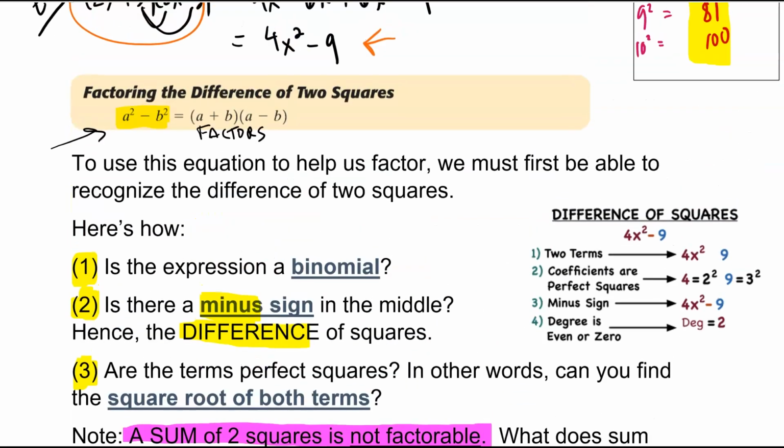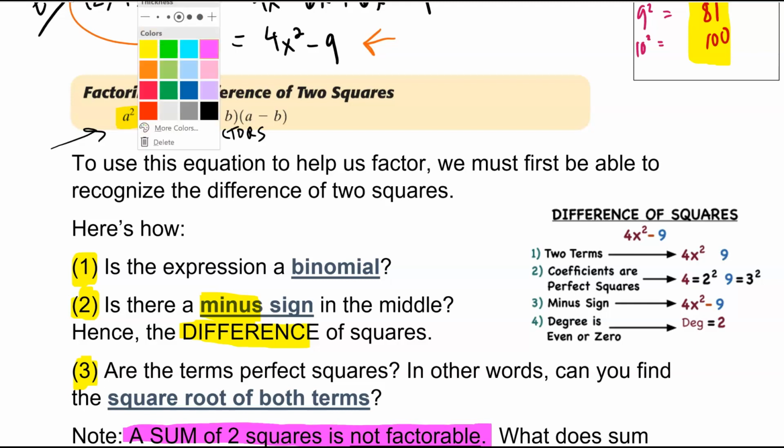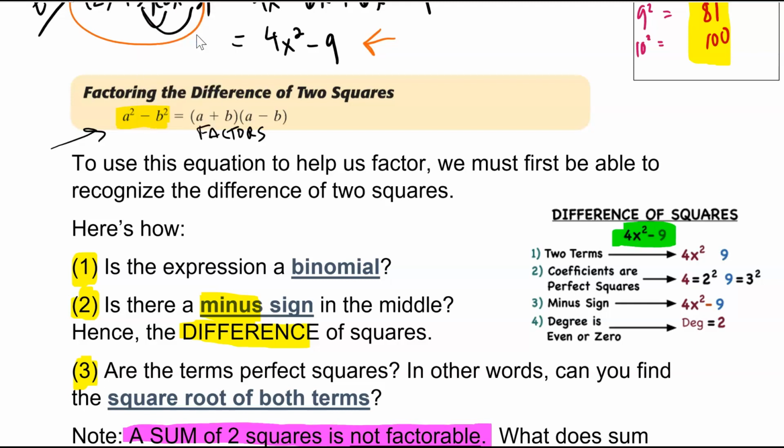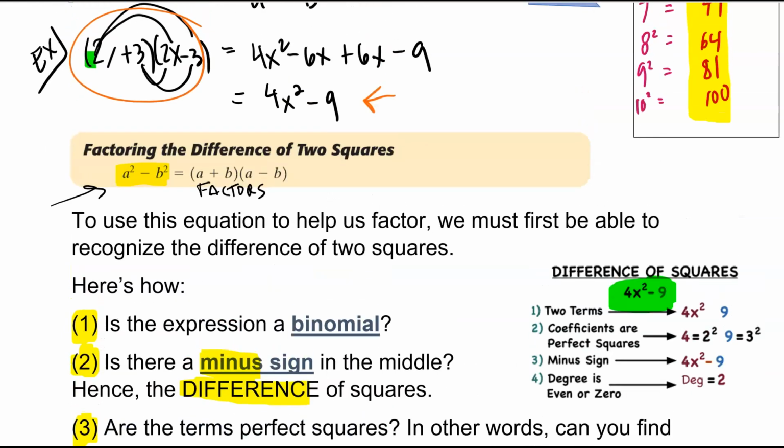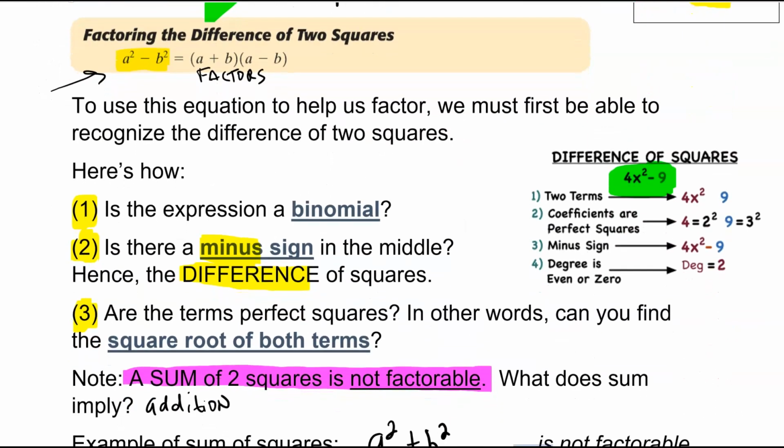Let's go up here because I don't want to overlook this part. This is an example of difference of squares, and that's why I did the problem above. In this example, I showed you that these factors do indeed multiply to give you 4x squared minus 9. But this is indicating why this is a difference of squares.